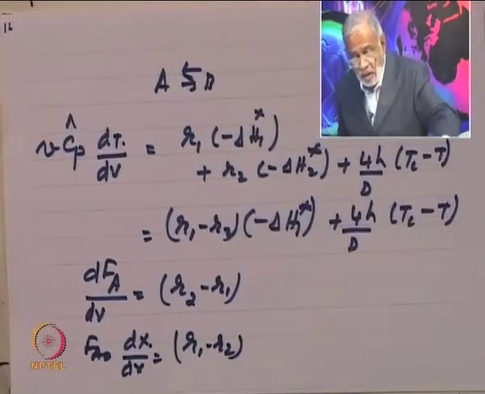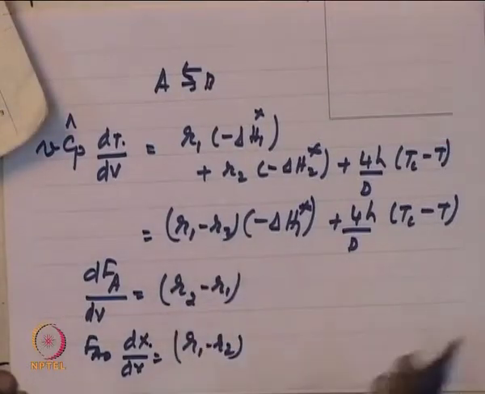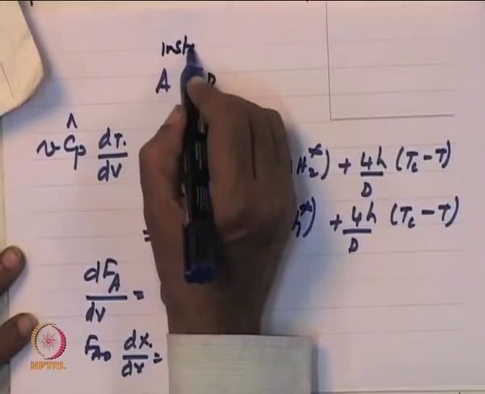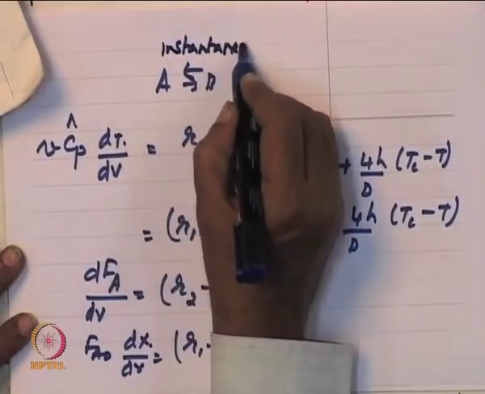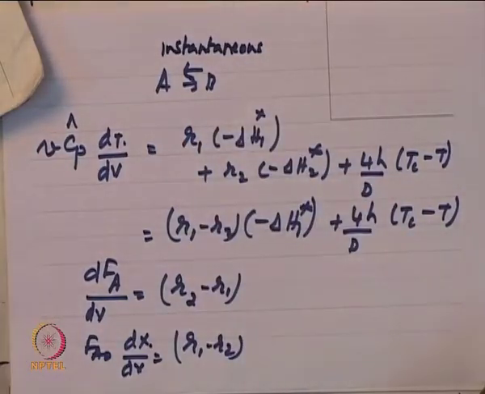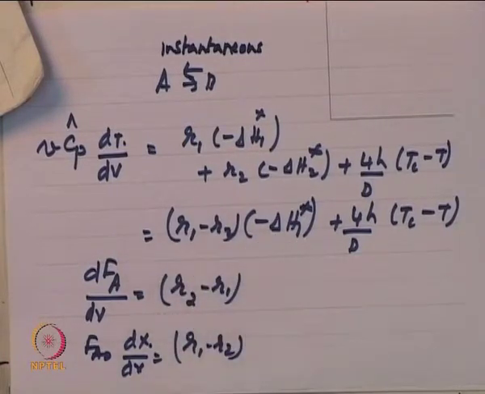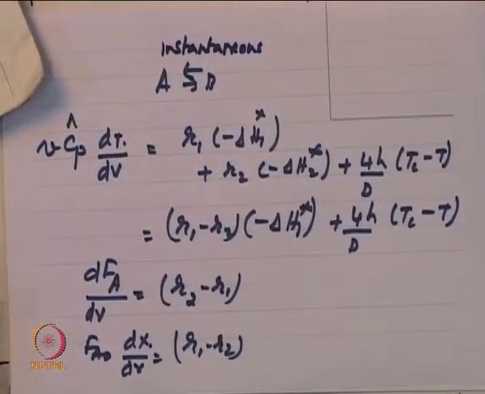Now, the question in front of us is that the reactions R1 and R2 are given as instantaneous. If R1 and R2 are instantaneous, R1 is very large and R2 is very large. So, what is R1 minus R2? There are two quantities, both very large, so what is the difference between two large quantities? It is not easy to tell. How large is large, we do not know. Clearly, we are not able to make good use of the energy balance equation to solve a problem like this.